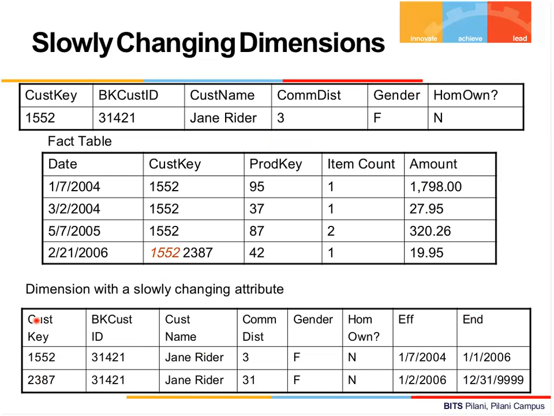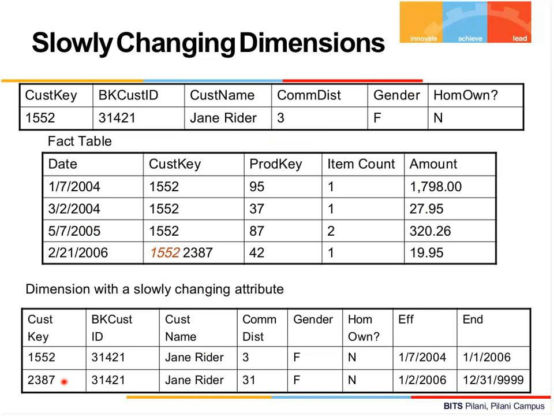I want you to clearly understand that for this particular customer, this is the natural key that you see, 31421. This is a surrogate key you created. A very good example: here, the district is changed from 3 to 31. The management would like to track what sales this person made when he was in district 3 compared to district 31. So it's a type 2 change, and it created a new record and a new surrogate key.